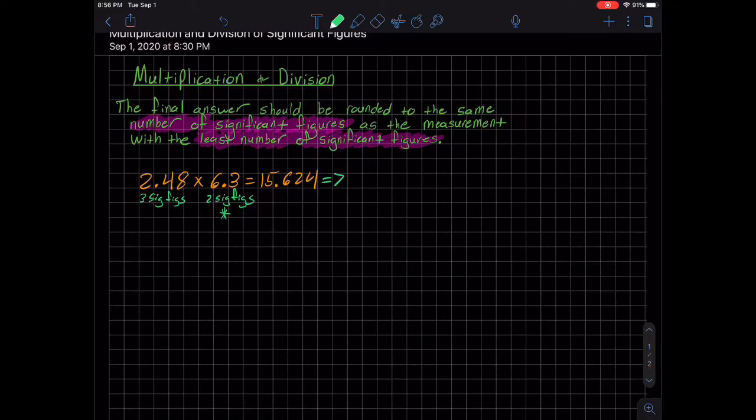Here's 1 sig fig. Here's 2 sig figs, and we're always going to read from left to right. So when we get the final answer, we look right past this, and the number's a 6. So it's going to round the 5 up to 16. That would be our final answer here. That's all the significant figures we can have.